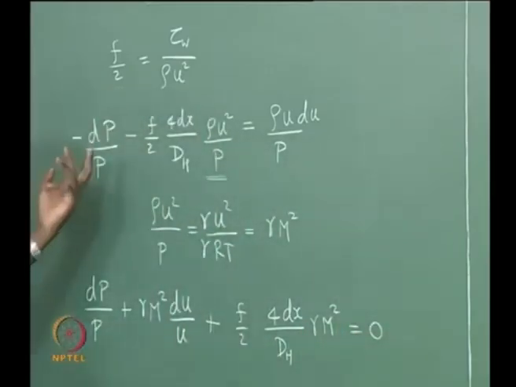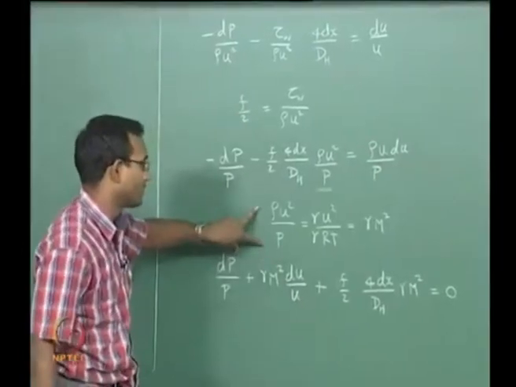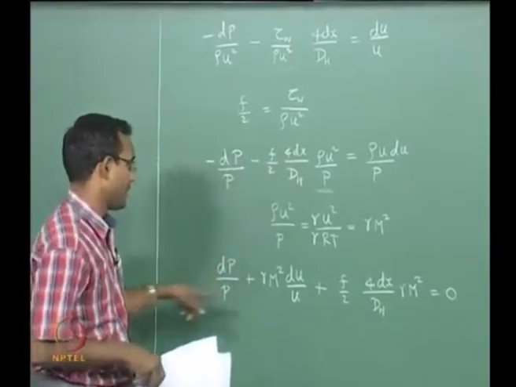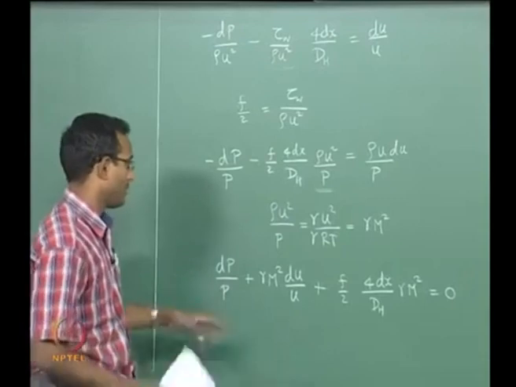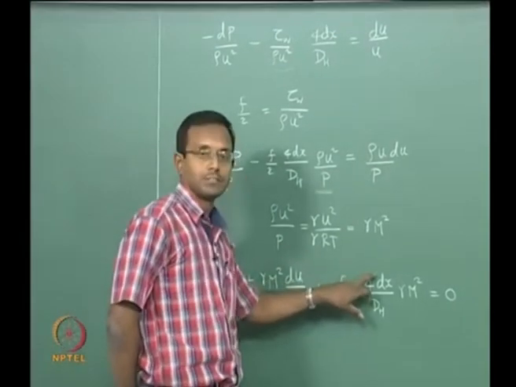Okay, I took these two terms to the other side of the equation, and then I substituted this gamma M square in terms of wherever there is rho u square by p. I have done all that, and I am having this particular form. Here I have dp by p, du by u and dx.